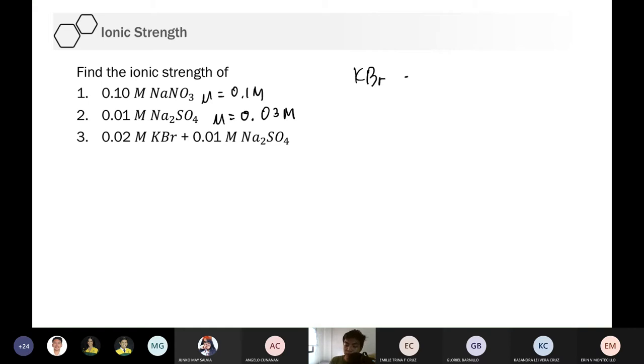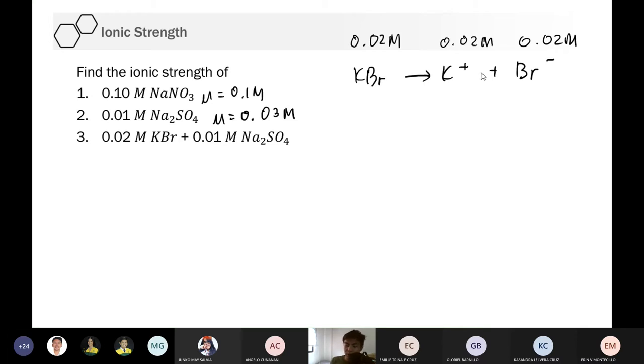So, for potassium bromide, this will dissociate into K plus and Br minus. According to number 3, potassium bromide is 0.02 molar. So what will be the concentration of potassium ion? Same, because they all have the same coefficients. If there is a 2 here, you multiply by 2. If there is a 3 here, times 3. However, in our case, the coefficients are all 1 to 1. So whatever the molarity of your salt is, that is the molarity of the ions.